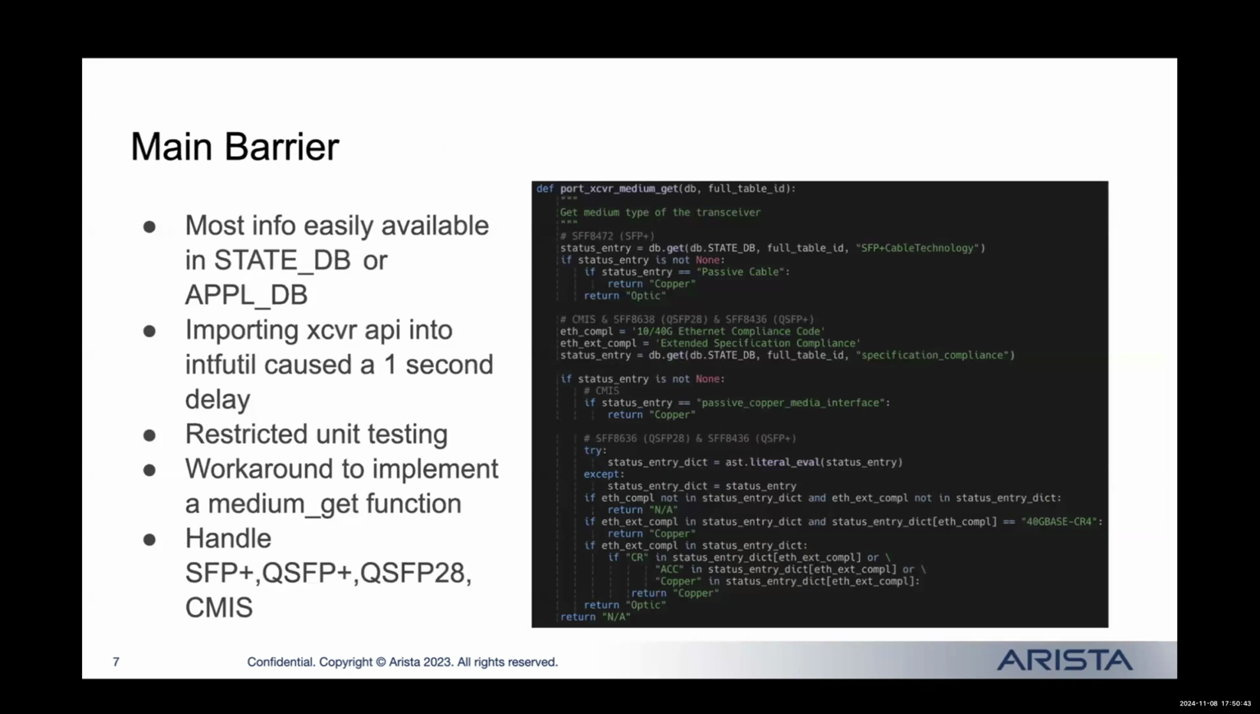The main hurdles that I had to overcome were mostly related to the transceiver API to tell if it was copper or optic. Most of the information was pretty easily available in StateDB or AppDB for the flaps. Importing the xcvr API caused a 1 to 2 second delay, and it was slightly noticeable. It also restricted unit testing, so the workaround was just to implement a medium get function that handles all of the different specs like CMIS, SFP+, QSFP+, and QSFP28.